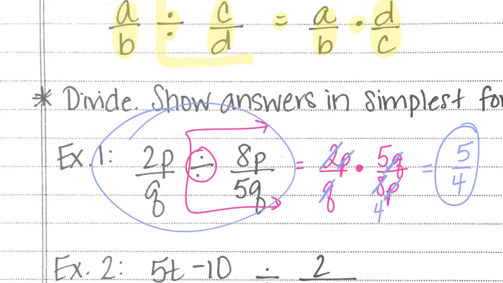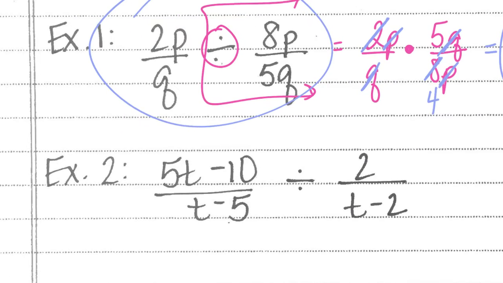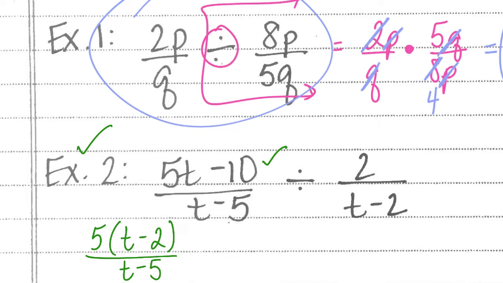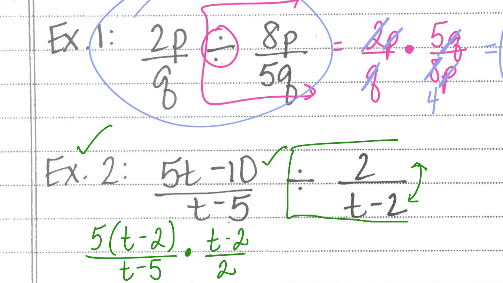But we always want to think, now that we've learned how to factor, ooh, there might be things that we could factor. So remember I told you to factor first? Example 2 is where we are going to apply it. Can I factor the top? Yes. I can take out a 5 and I have t minus 2 over t minus 5. Can I factor anything on the right side? No, but I know I can multiply by the reciprocal. So I'm just going to flip these.